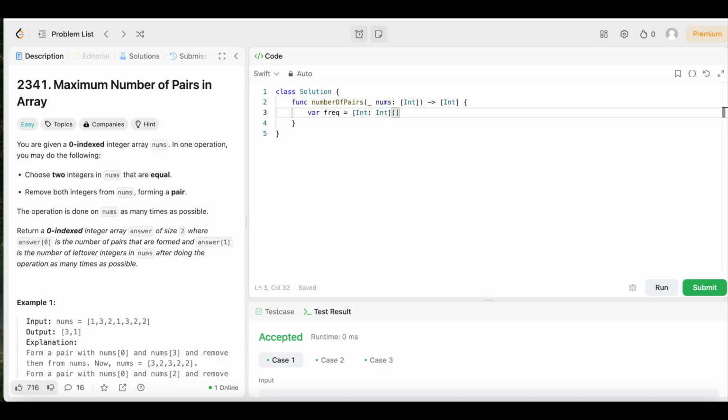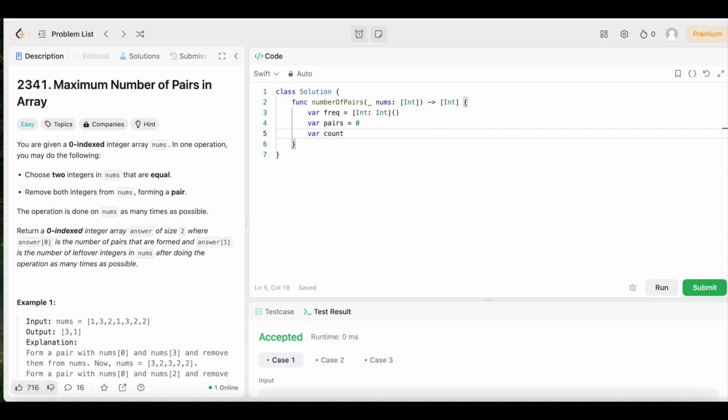Now, the second thing we need to do, we need to create another variable which is going to count the number of pairs, right? Because remember, all we have to do is return the count of pairs and the numbers left over. So for that, we could just declare a variable called pairs. This is going to keep count of the number of pairs we have, and we're going to set that equal to 0. Then we're going to declare another variable, and we could call this count, and we're going to use this to count how many numbers are left over.